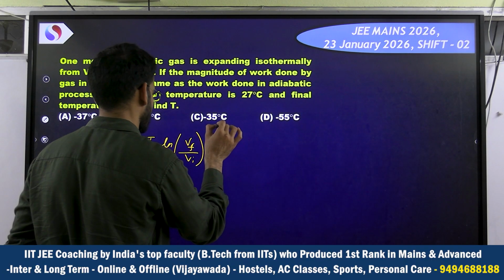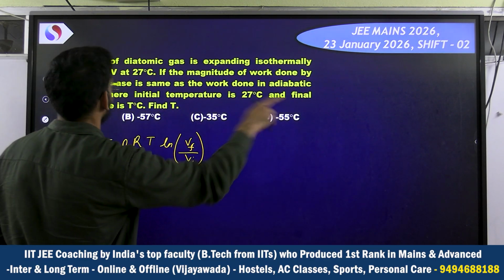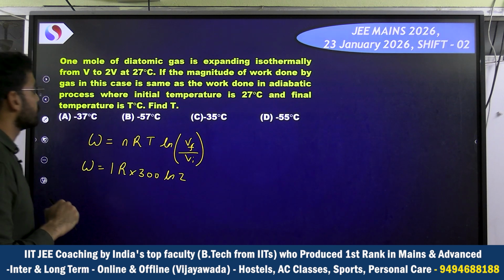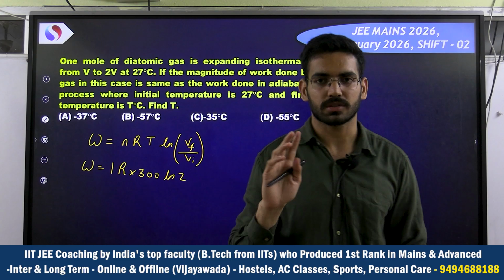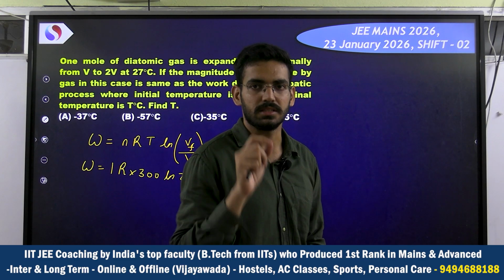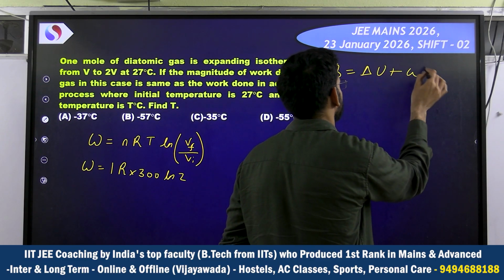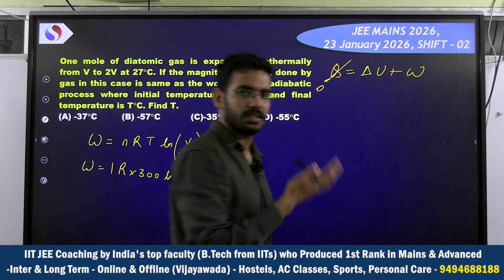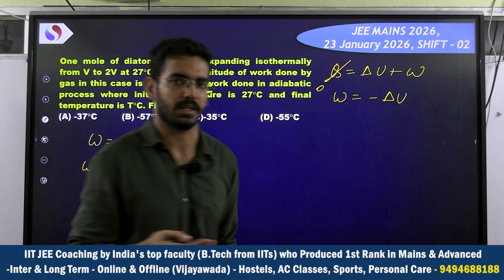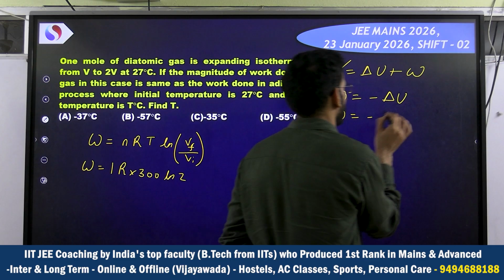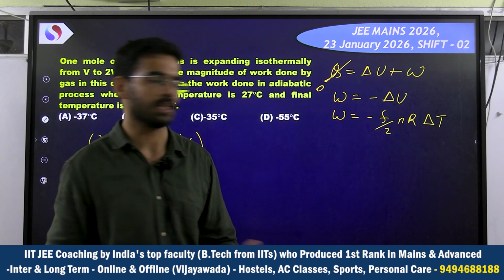And this work done is equivalent to the adiabatic work done for the process where initial temperature is 27 and final temperature is T, right? So work done in adiabatic process is what, right? I say don't remember so many formulas, okay? Thermodynamics is the easiest chapter possible in physics, right? Q is equal to delta U plus W, right? Q is 0, right? So you can say directly here work done is equal to negative of delta U, and delta U is always F by 2 nR delta T, right? So work done is nothing but minus F by 2 nR delta T, and delta T is always T final minus T initial, right? That's it.